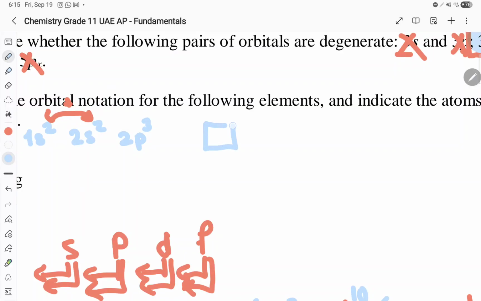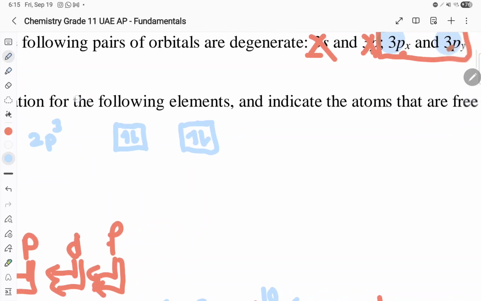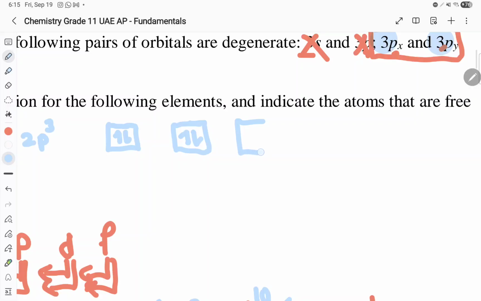Now to draw them. The S only has 1 room in its house. And to draw it, it's always arrow up, arrow down. Next one. Arrow up, arrow down. Now P, I already told you above, it has 3 rooms.